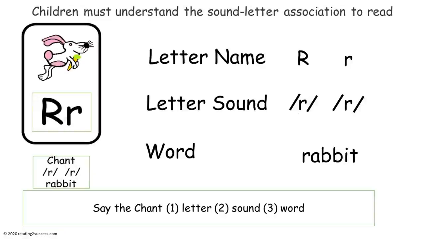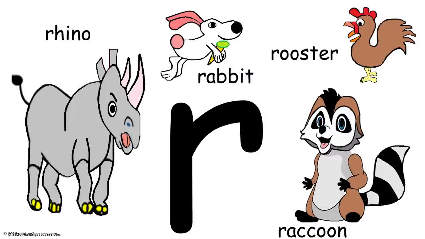Now introduce the next sound letter teaching card, R, to kids and have them do the chant. R, R, R, R, rabbit. Now introduce rabbit's friends to the kids: rooster, raccoon, and rhino.